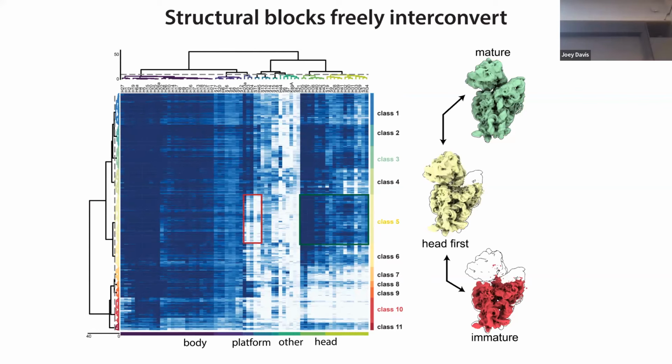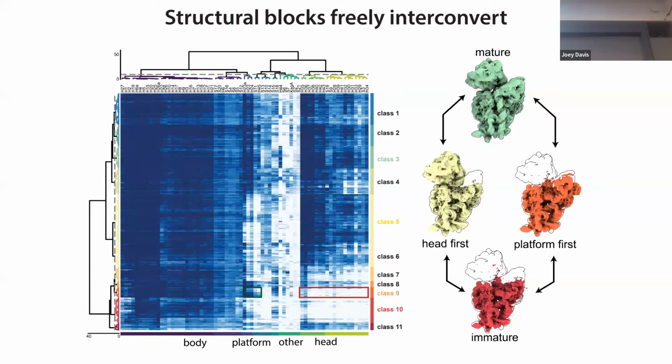We can find cases where the head, that's this domain here, gets built first and the platform is absent. We can find other cases where the platform is built first and the head is absent. So this tells us that they're assembled by parallel pathways, right? It's not obligate that you put in the head and then the platform and then mature. You can do it in either order.